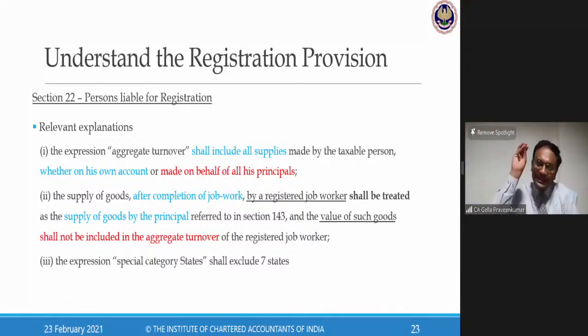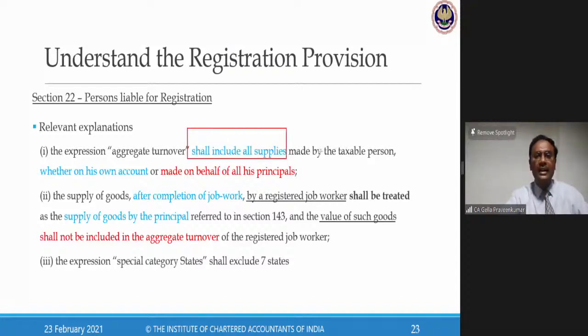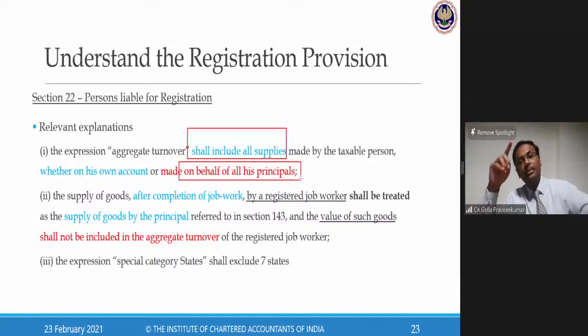Sir, I record 8 lakhs as my income in my profit and loss account. That 1 crore is not my material. Whatever I'm selling belongs to my principal. Now, the moment you say you're acting as an agent, this explanation says the expression aggregate turnover shall include those supplies which you have made on behalf of your principal.